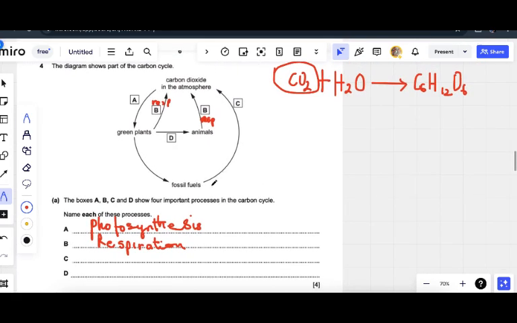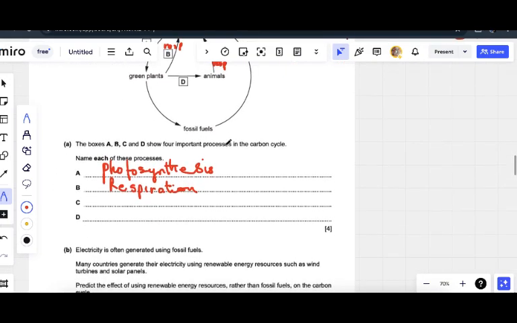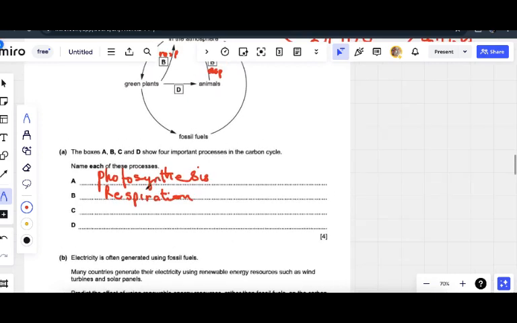By which process is carbon dioxide from fossil fuel returned to the atmosphere? It is burning, or you write combustion. I think combustion will be the burning of fuel. So C is burning or combustion. I use the word combustion.